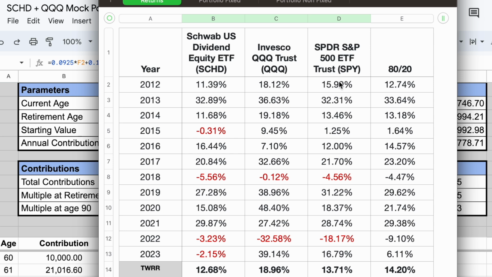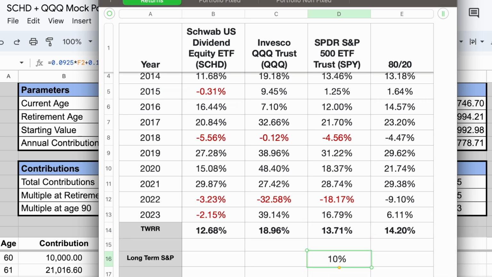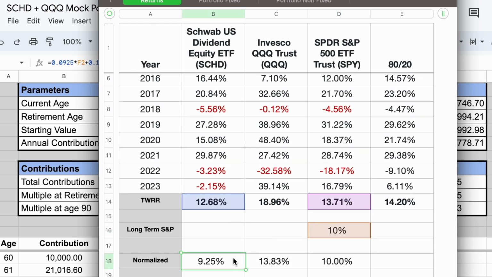SPY, the popular S&P 500 ETF, has a time-weighted rate of return of 13.71% between 2012 and June of 2023. I know the long-term rate of return for the S&P 500 is closer to 10%, so we can deduce that between 2012 and June of 2023, the index has been running about 37% hotter than normal. So to normalize the forward expected rate of return for SCHD and QQQ, I simply took the actual historical returns since 2012 and lowered them by the equivalent 37.1%. And that is how I arrived at 9.25% for SCHD and 13.83% for QQQ.